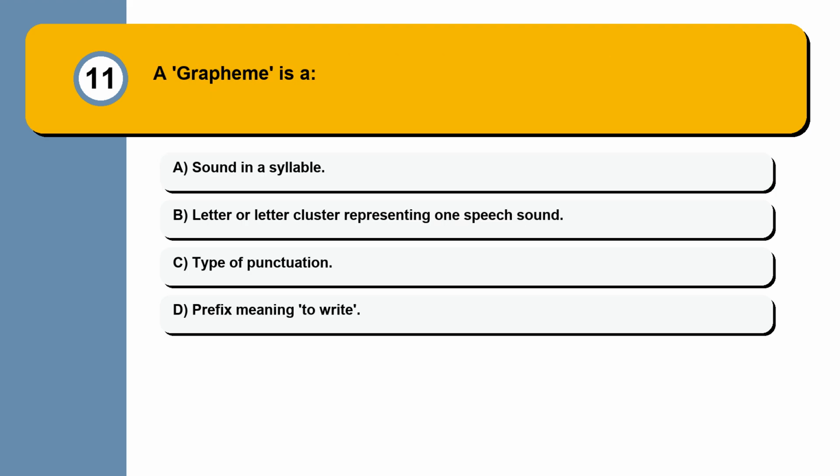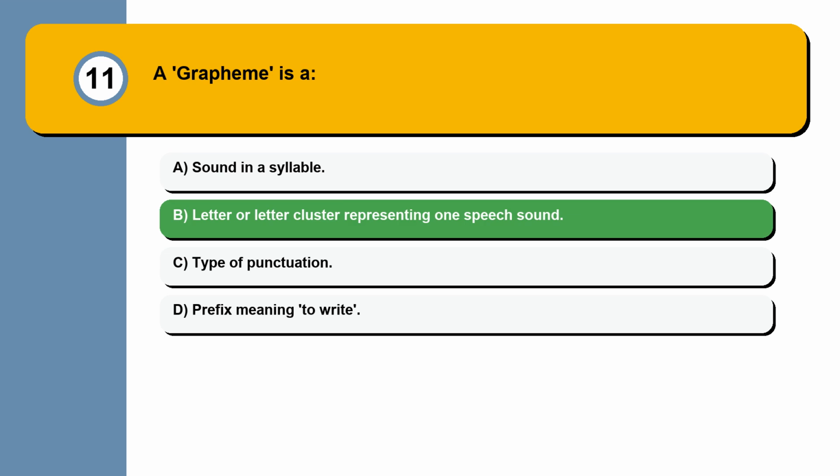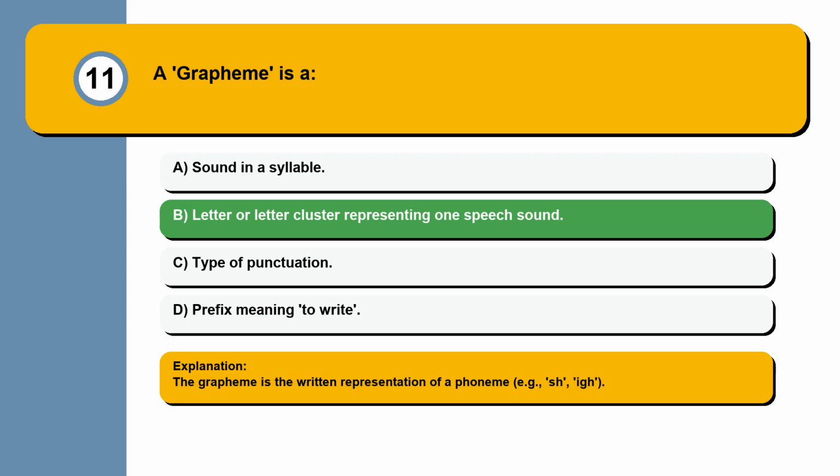Question 11. A grapheme is: a sound in a syllable, a letter or letter cluster representing one speech sound, a type of punctuation, a prefix meaning to write. The grapheme is the written representation of a phoneme, for example sh, i.